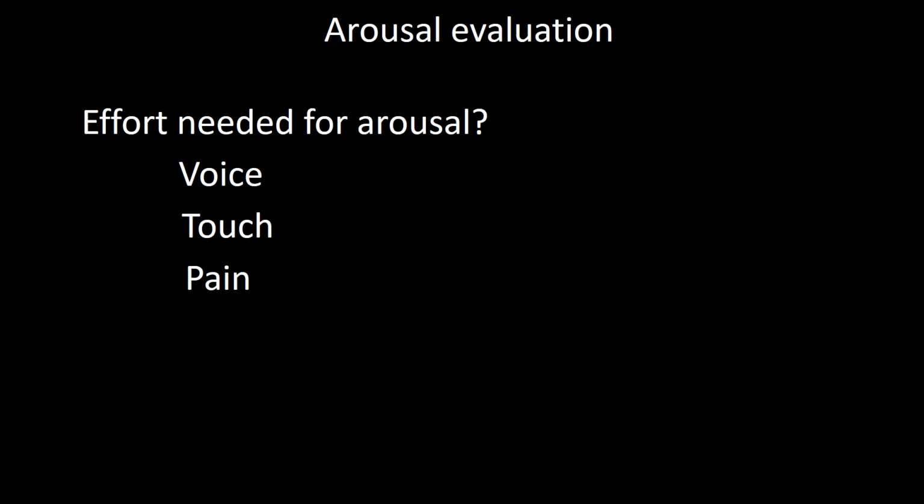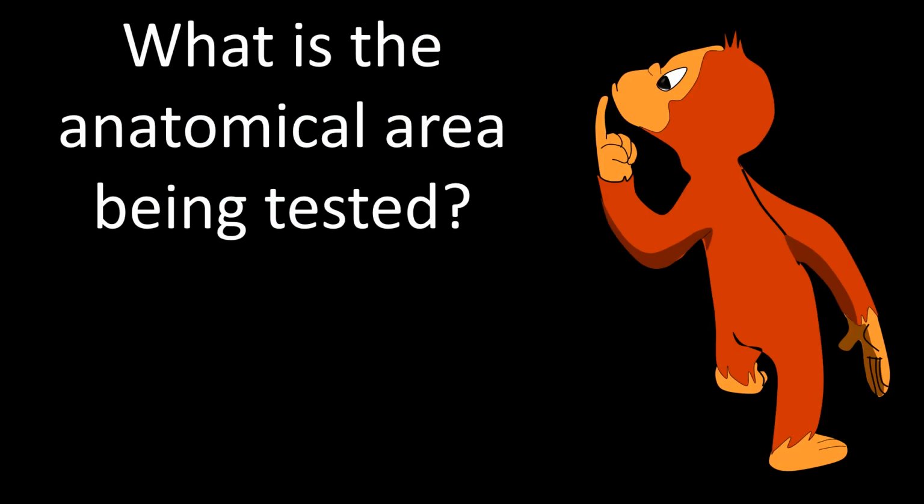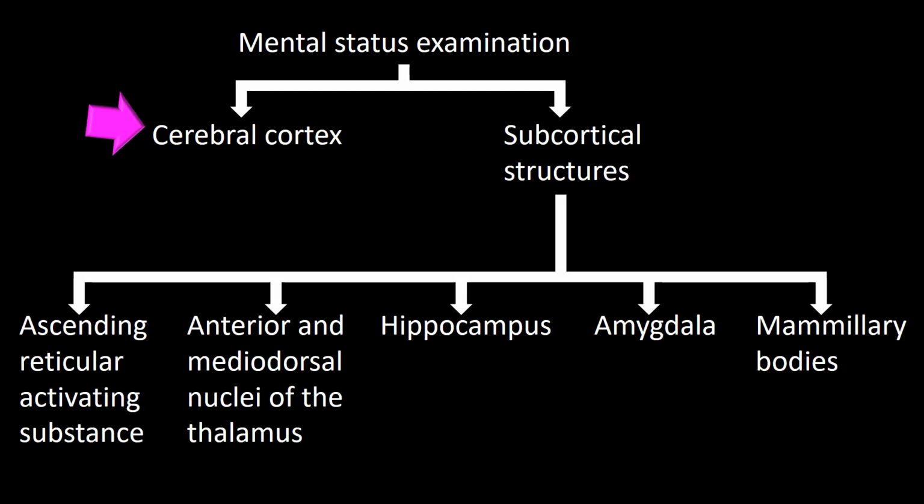The questions asked to arrive at a conclusion about arousal are related to the effort needed to achieve arousal, whether voice, touch, or pain suffices to produce arousal. The anatomical areas being tested during the evaluation of arousal are the cerebral cortex, unimodal and multimodal association areas, and the ascending reticular activating system and related structures.